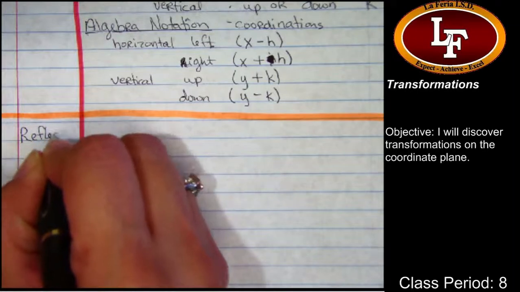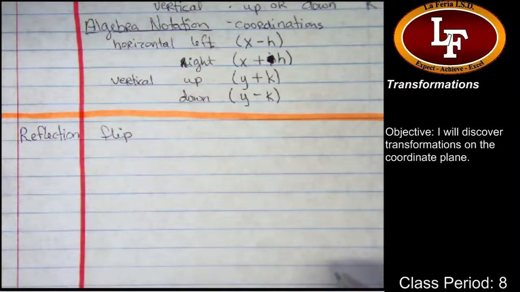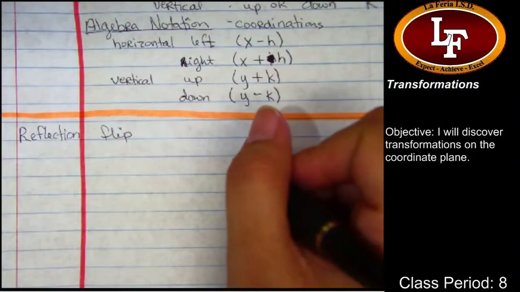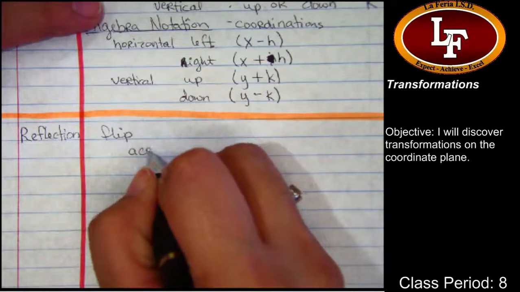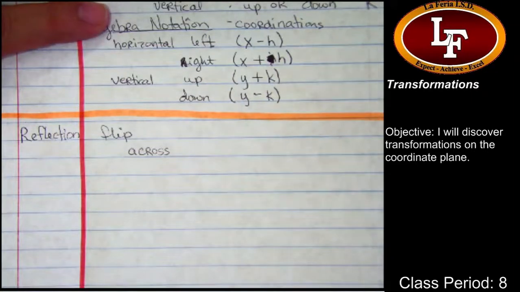The next one is reflection. A reflection is some sort of flip. Like when you look in the mirror and you're wearing a t-shirt that says lions on it, and in the mirror it looks all weird and backwards. It's been flipped. So it's a flip. It's been reflected. And when we talk about reflections, we talk about reflections across some line.